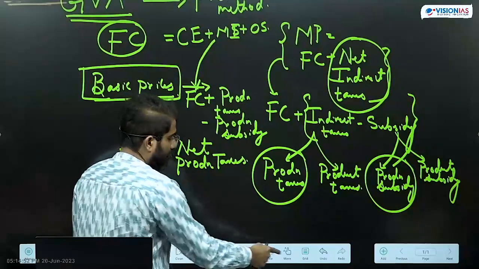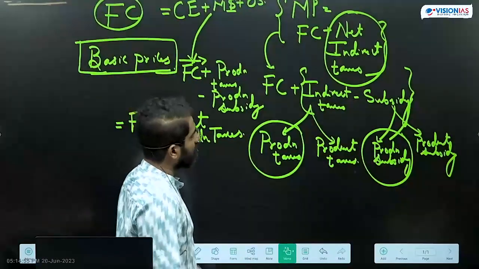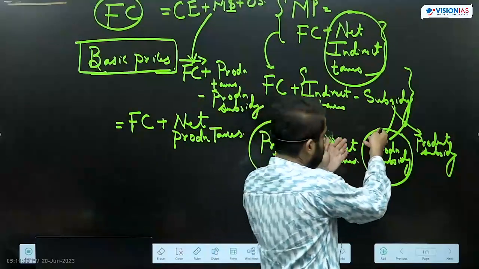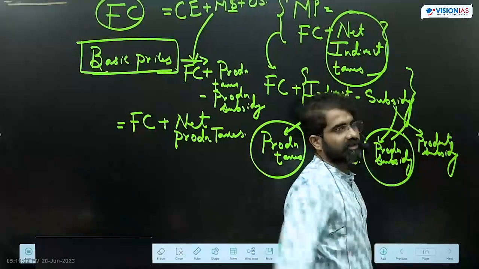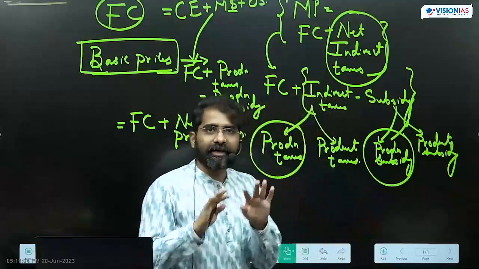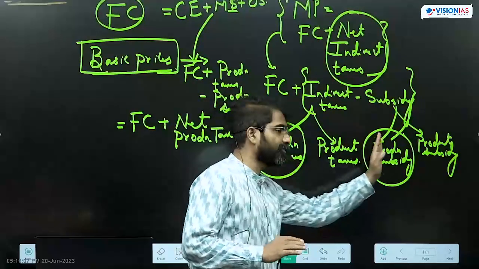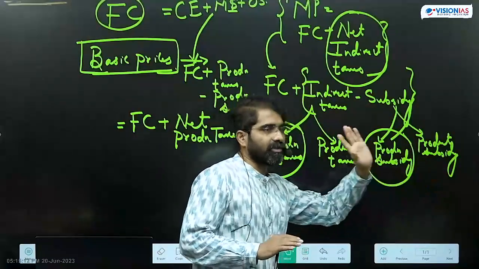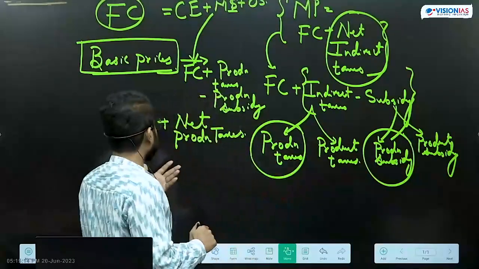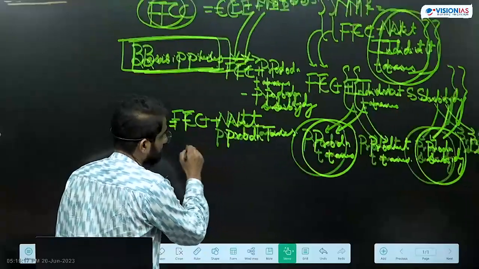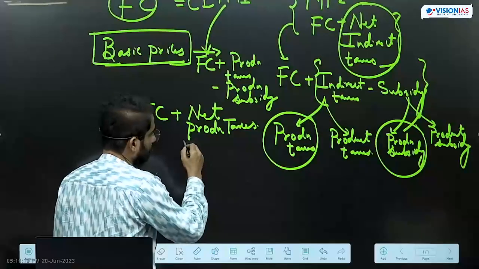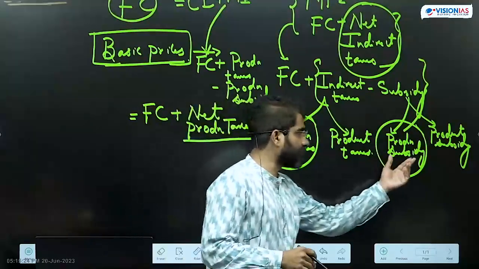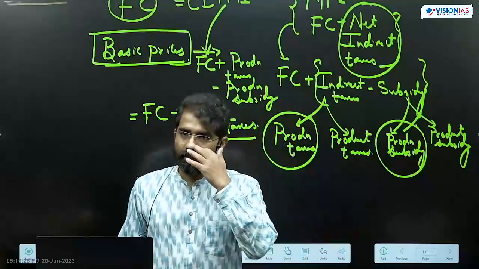So market price has both production taxes, product taxes, production subsidy and product subsidy. Basic price has only production tax and production subsidy, and it does not have product taxes and product subsidy. Now the question comes up, what is a production tax? We have discussed in the WTO discussion, the agreement on agriculture, something like product subsidy and production subsidies, if you remember.